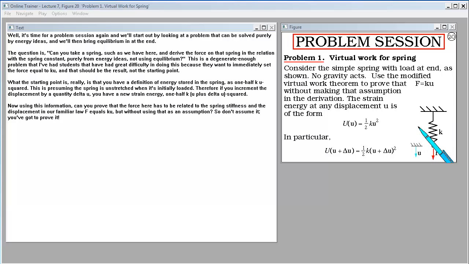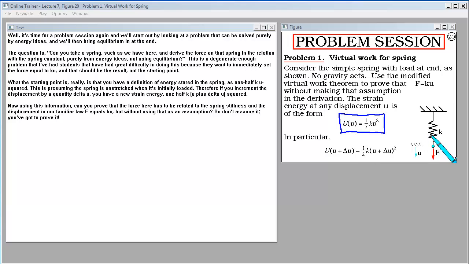This is a degenerate enough problem that I've had students who have had great difficulty in doing this because they want to immediately set the force equal to Ku. And that should be the result, not the starting point. What the starting point is, really, is that you have a definition of energy stored in the spring as 1/2 Ku squared. This is presuming the spring is unstretched when it's initially loaded.